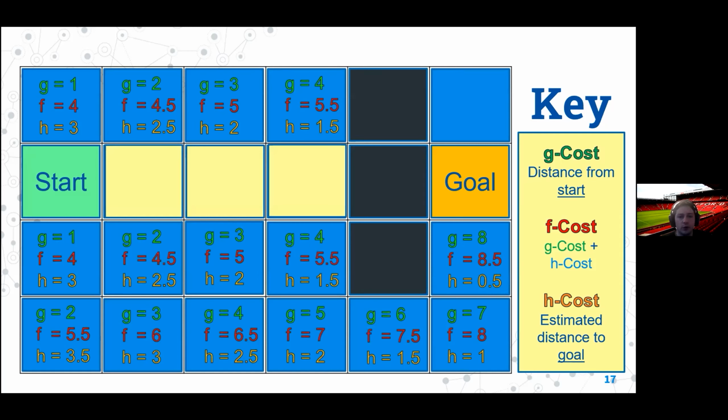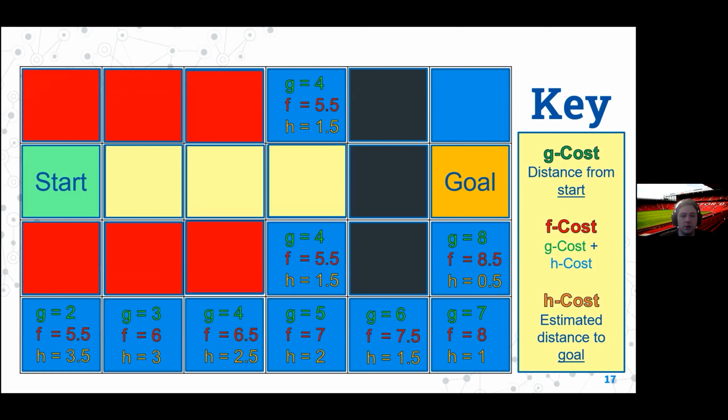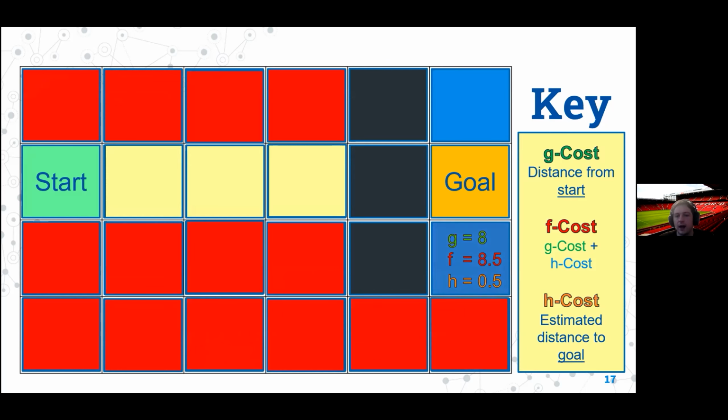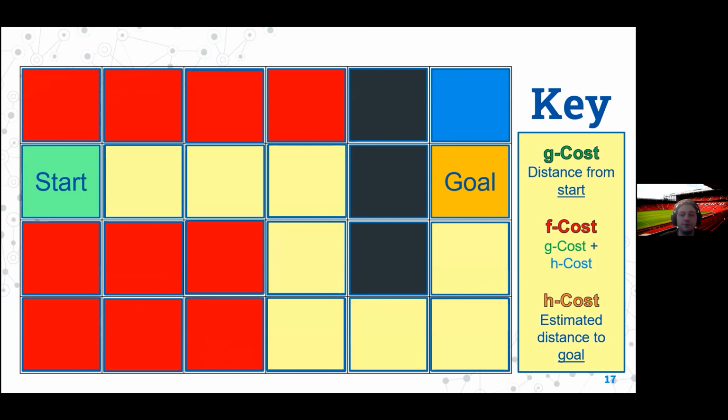But here where we would have checked above and below before, these two, you can now see that the F cost is much lower towards our start. So we would check these ones, and we would check these ones. Now we'll have a look at these. Now we're going to have to go all the way back to the 5.5 over here. And we get to our goal. Still find the same path in this situation.